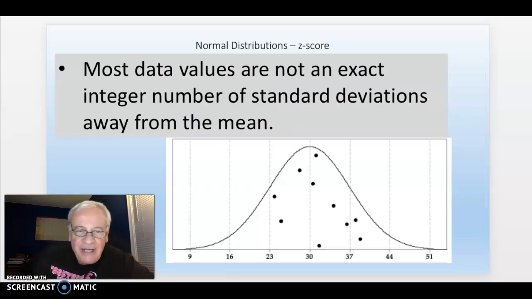Most data values are not exact integer numbers of standard deviations away from the mean. Remember, we said we had one standard deviation away and two standard deviations away. Well, sometimes there are points in between 0 and 1, or 1 and 2.